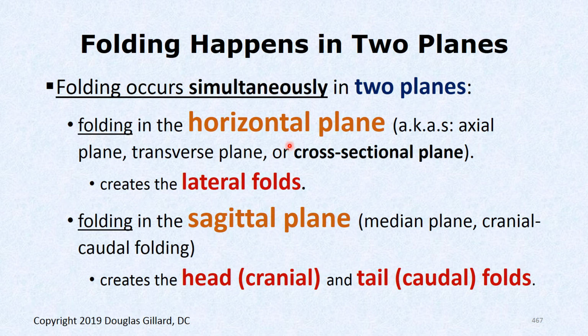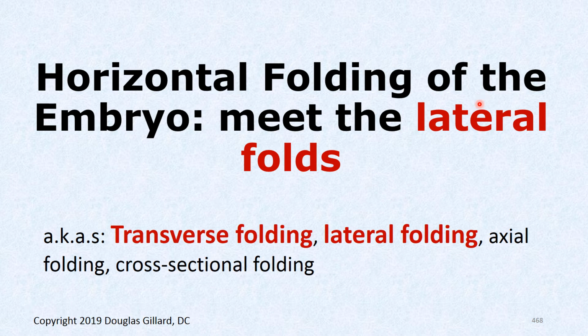The horizontal, or that cross-sectional plane, gives rise to what are called the lateral folds. These are arguably, well, they're all important, but these are super important with regard to some pathology that we need to learn. And then in the sagittal plane, we have a fold in the front region, the cranial region, called the head fold, and a fold in the back region called the tail fold. We're going to look at lateral folding first.